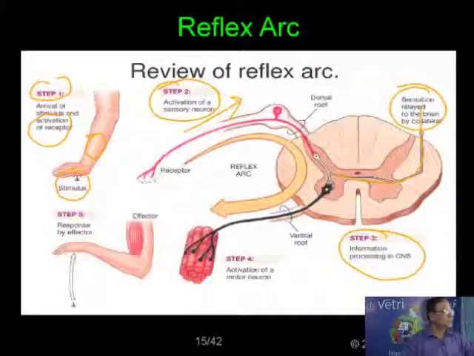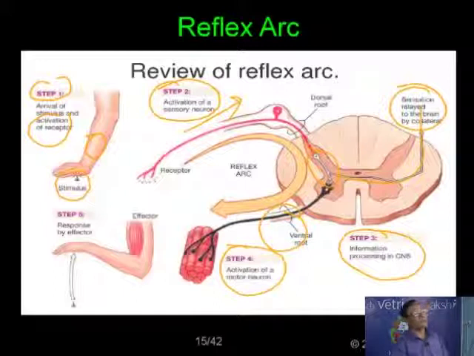So here some information is being processed. We can say simply the information is processed in the gray matter. Once it is processed, the information is conveyed from the sensory neuron to the motor neuron through a junction neuron, called an interneuron, relay neuron or association neuron, because it is relaying the information from the sensory to the motor neuron. Now the next step, step number 4, is the activation of the motor neuron.